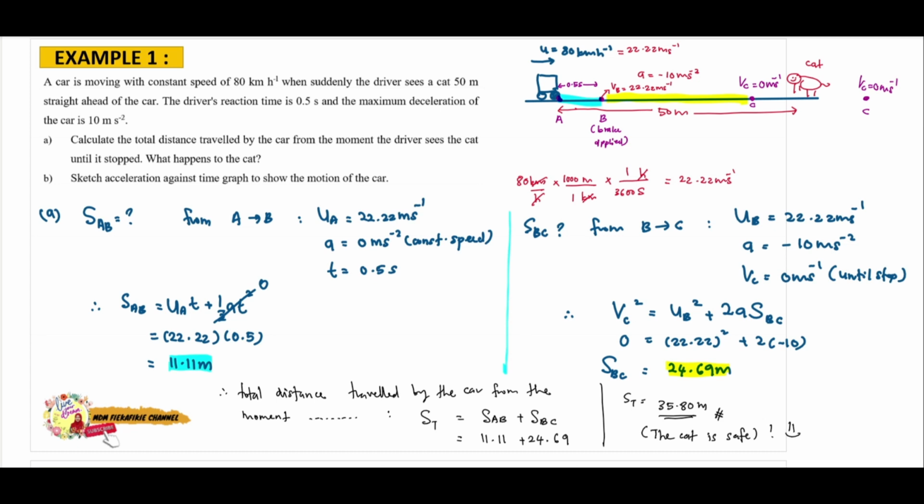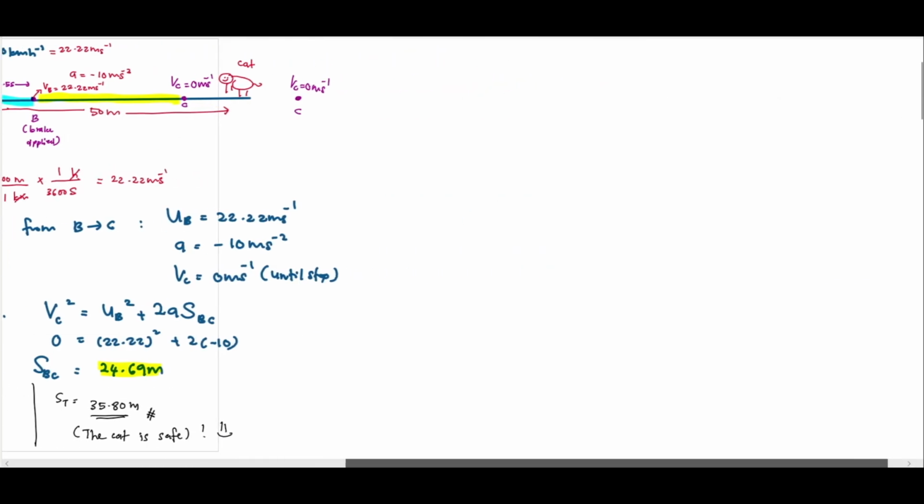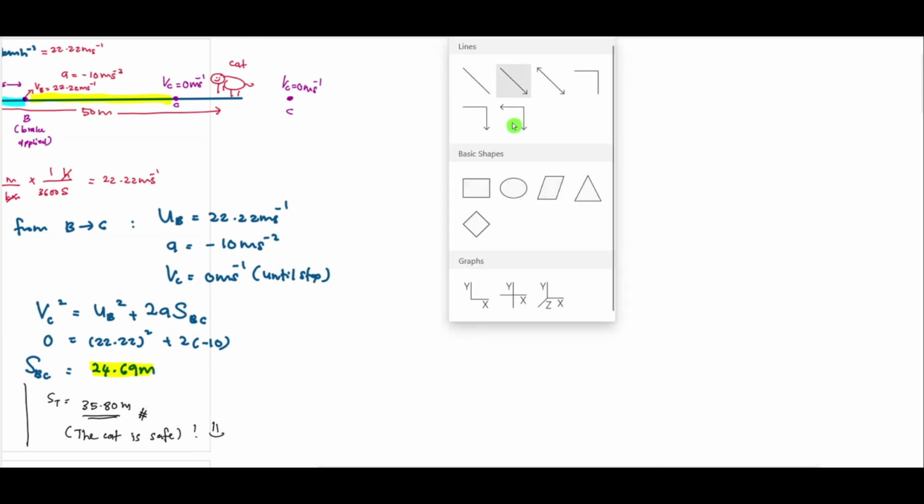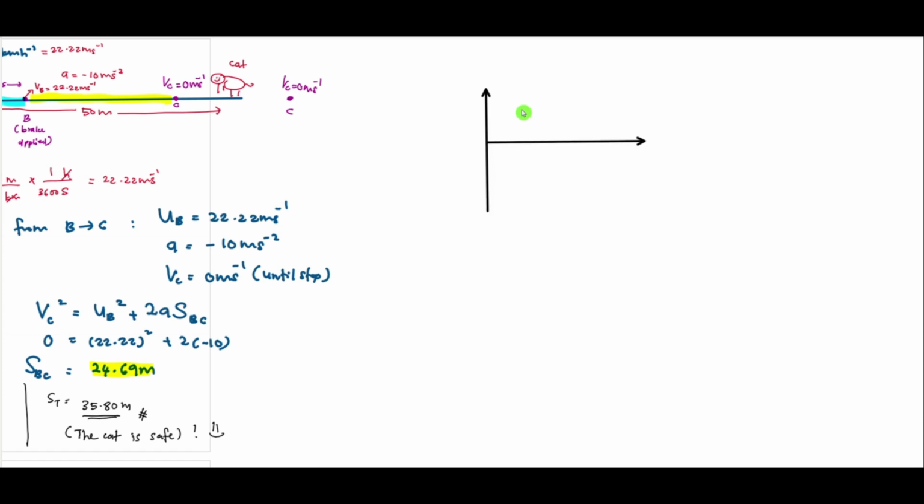Alright, so part B: sketch acceleration against time graph to show the motion of the car. So we want to sketch the AT graph. Okay, so kita lukis di sini. We have the y-axis and the x-axis. Acceleration here, the unit is meter per second squared, and T is in seconds, so here is 0. We have a deceleration of negative 10 meter per second squared.